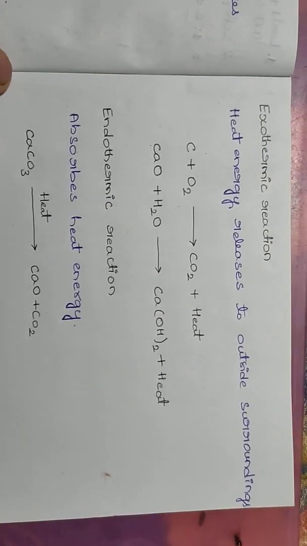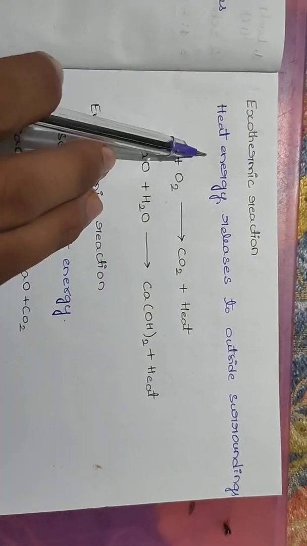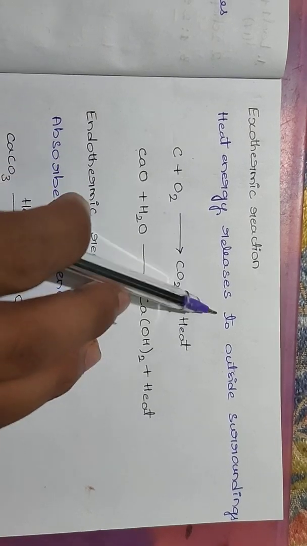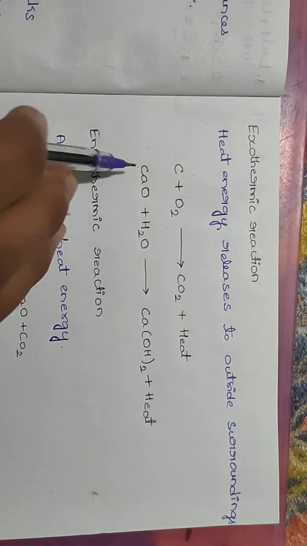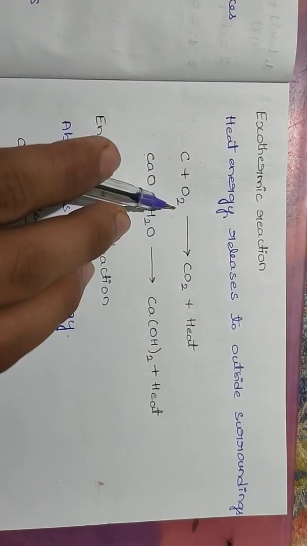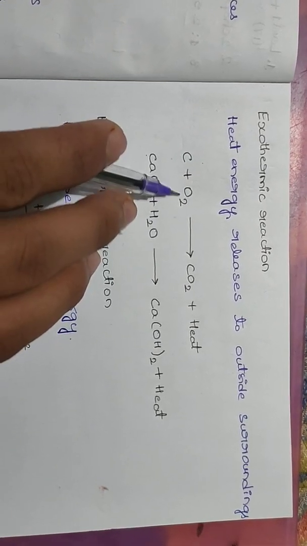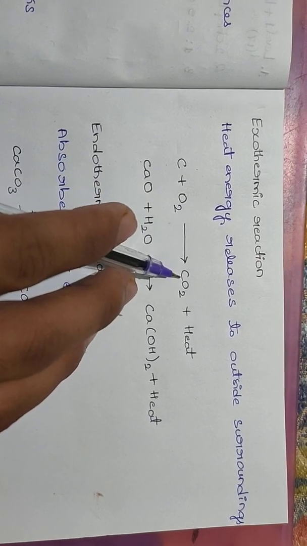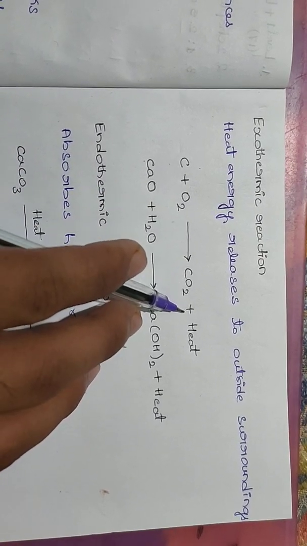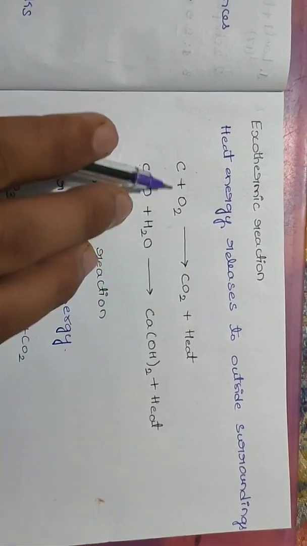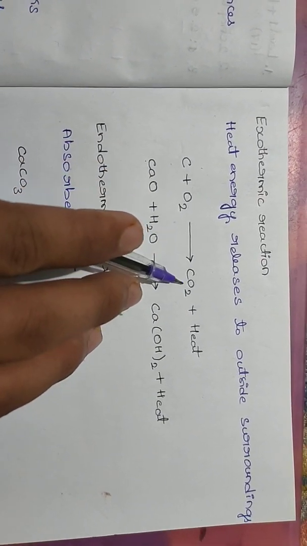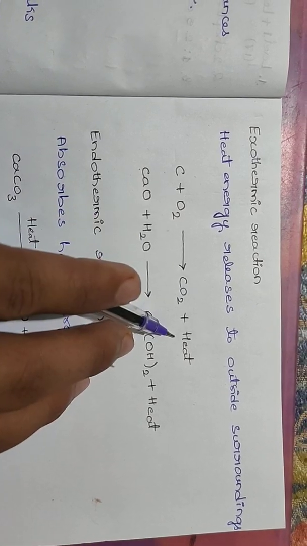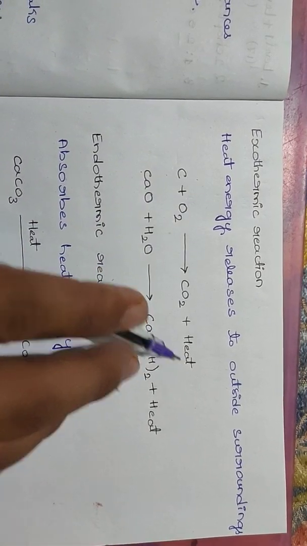Now we have exothermic reaction. What is an exothermic reaction? When energy is released to the outside surrounding, it is known as an exothermic reaction. When carbon and oxygen are reacting together, they form carbon dioxide and release some amount of heat to the atmosphere.